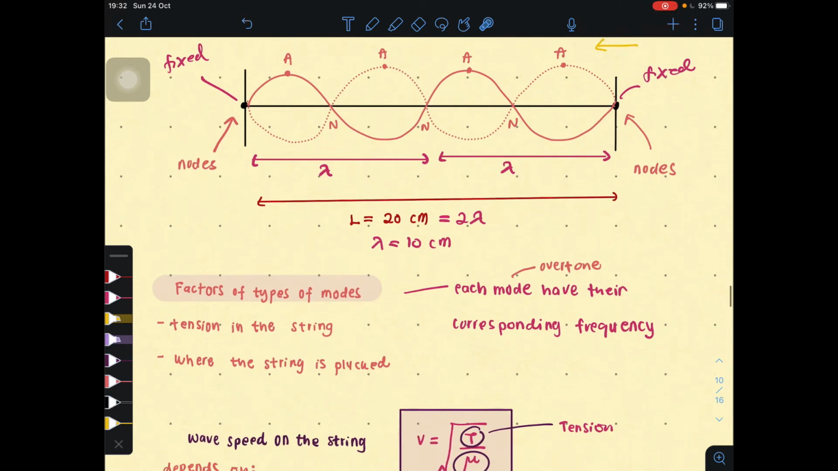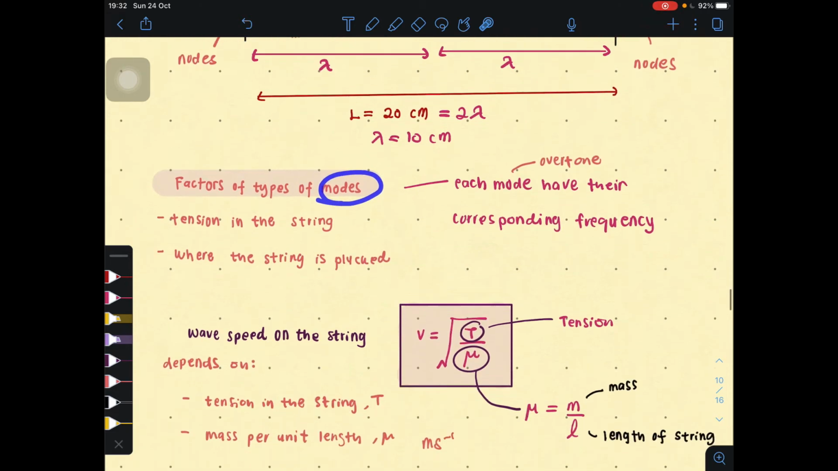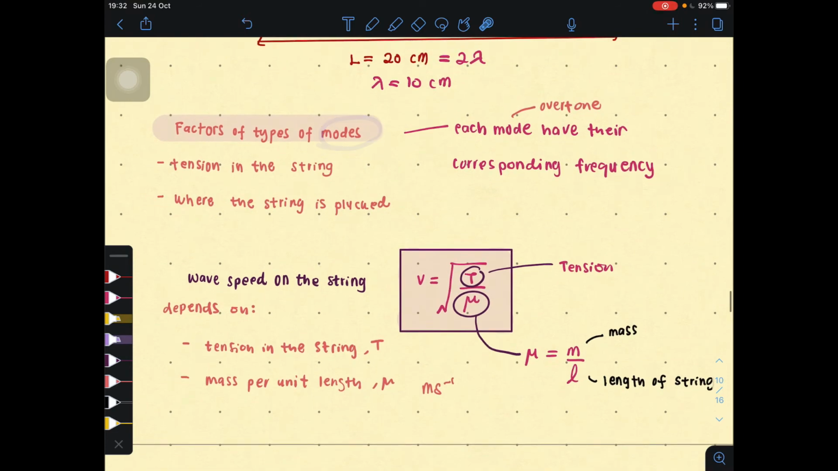So before kita tengok setiap modes di sini, let's look at the wave speed on the string. The speed of the wave will be equal to the square root of T divided by mu. T here is the tension, mu here is the mass per unit length, di mana it is equal to mass divided by the length of the string. Speed macam biasa, unit dia adalah meter per second.